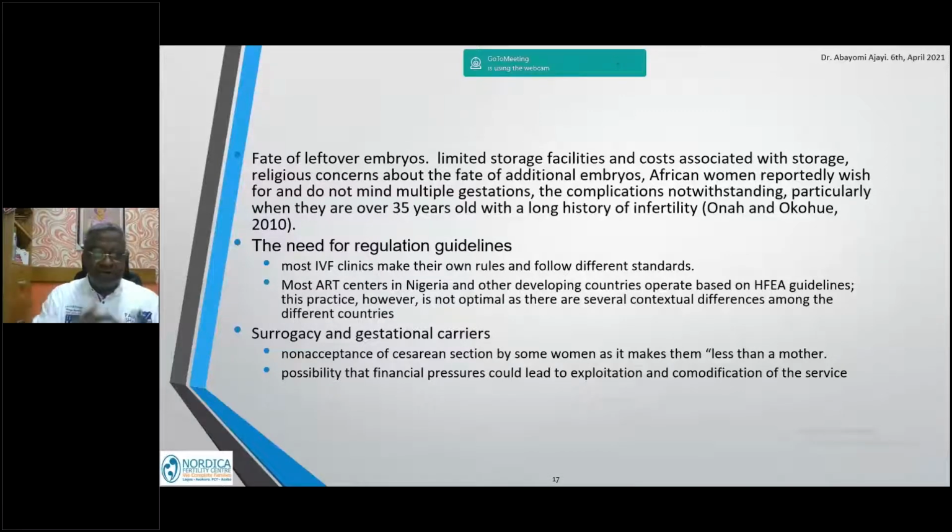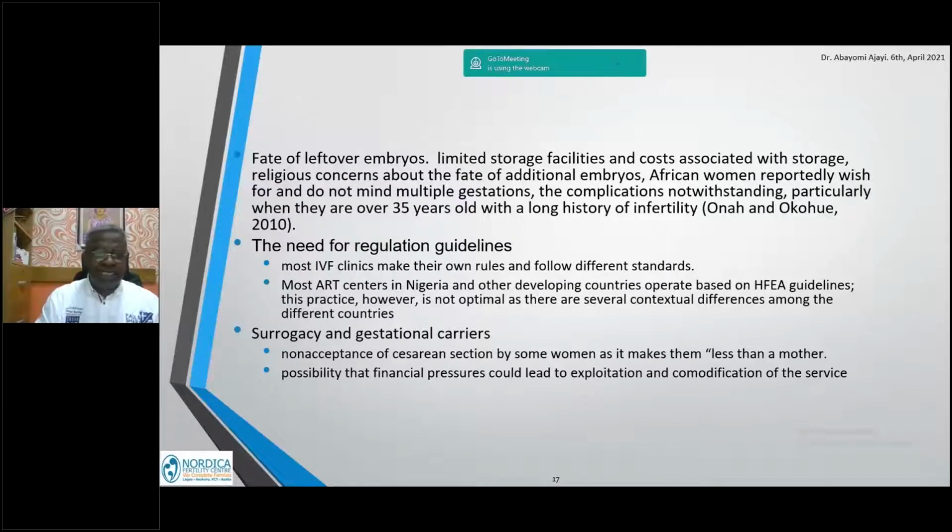In the same country, you see people having different standards, and that's one of the reasons why the Association for Fertility and Reproductive Health was formed, AFRH for short, to see that some of these vagaries are eliminated. So most ART centers in Nigeria and other developing countries tend to operate on the HFEA guidelines. We know that this practice is not optimal, as there are several things that are different culturally between these different scenarios.